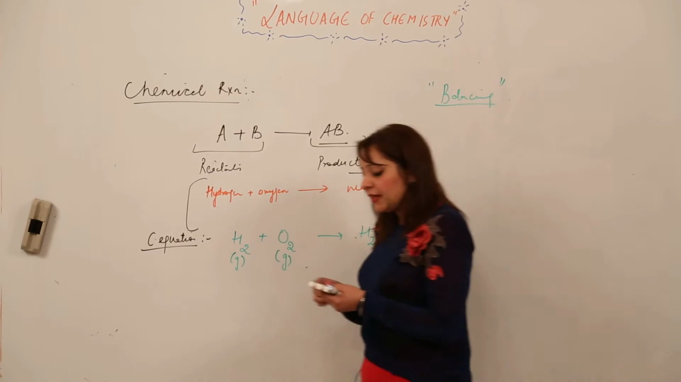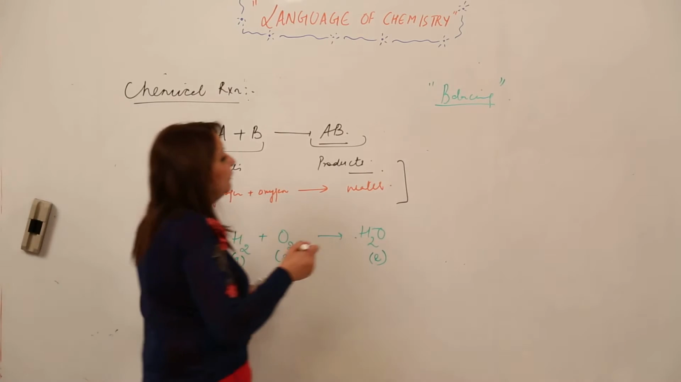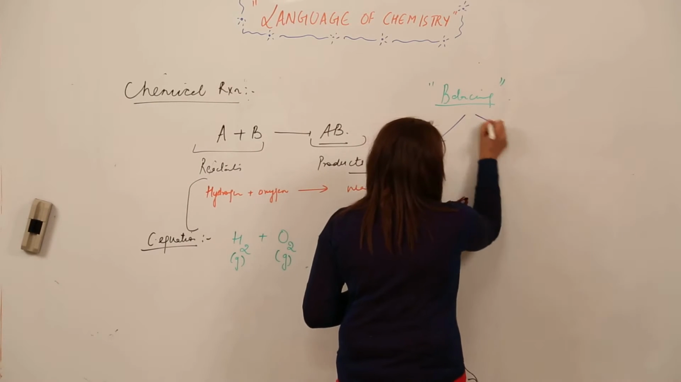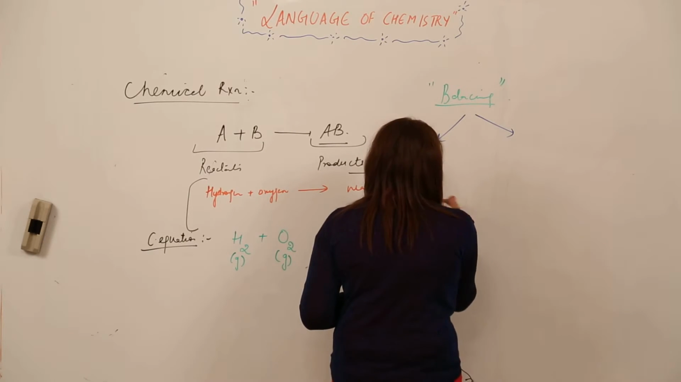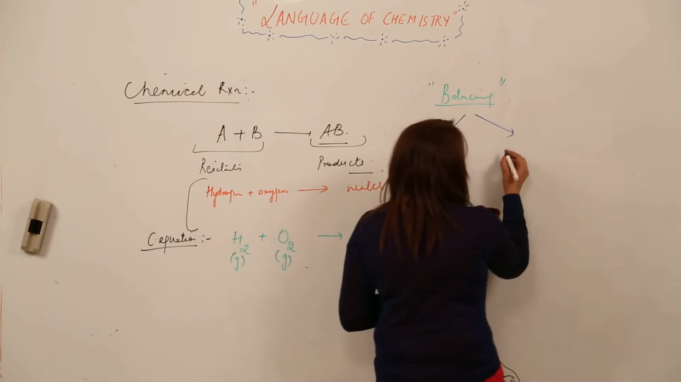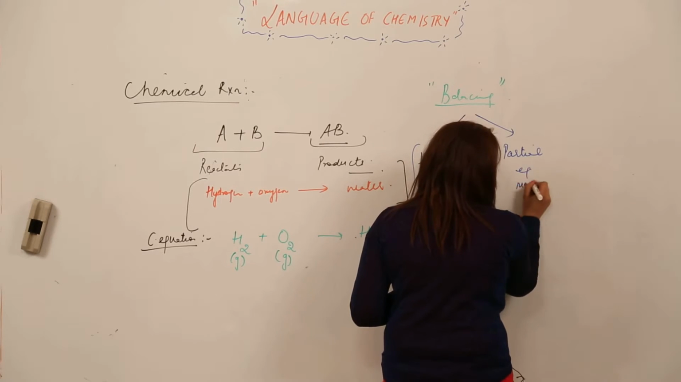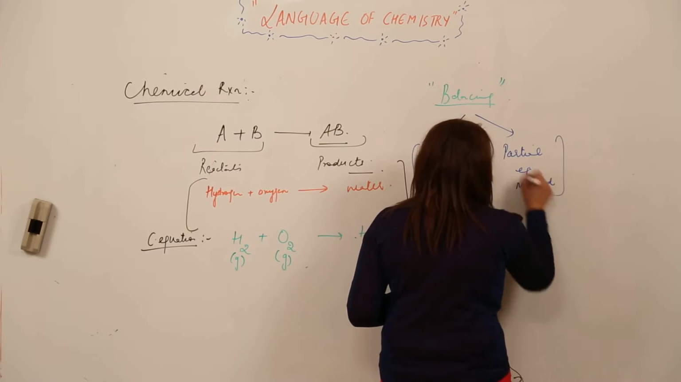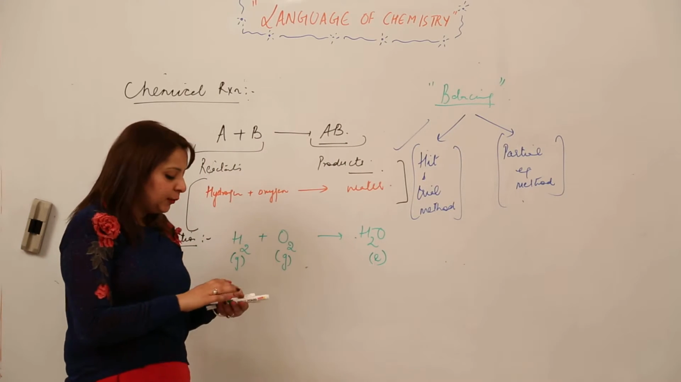For balancing, we have two different methods. One is the hit and trial method, which is the common way to balance a reaction, right? And the other is the partial equation method. We'll be taking up these methods one by one. So just look at the board, and see how we'll be doing the hit and trial method.